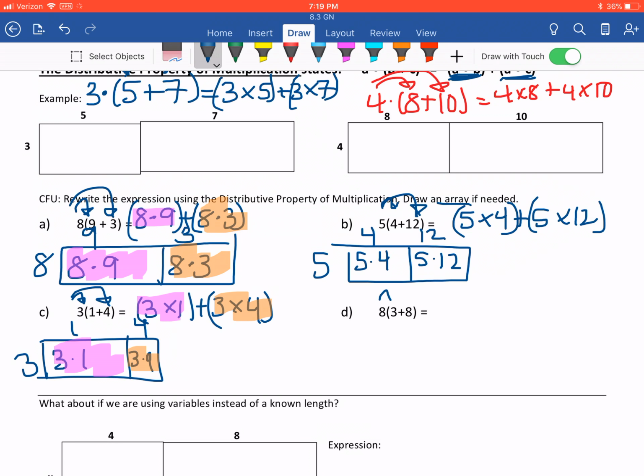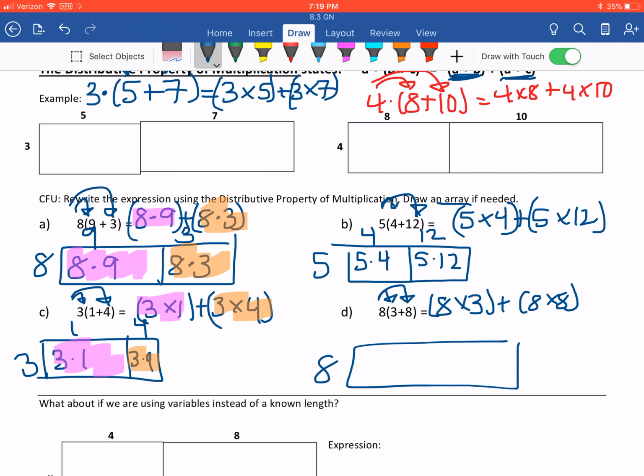And for the last one, I'm going to distribute the 8 to the 3 and the 8 to the other 8. So this becomes 8 times 3 plus 8 times 8. And to make it match, here's 3 and 8. 8 times 3, 8 times 8.